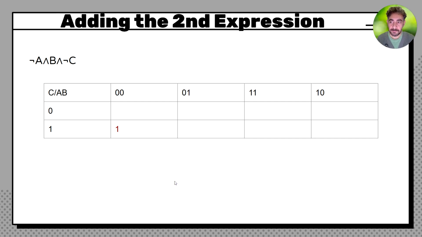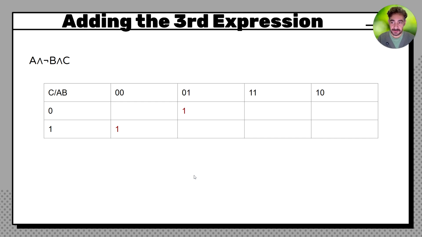Right, then we look at the next part. The next part says not A and B and not C. So not A would be here, and B would be this column here actually. So not A and B and not C would be in this cell here. So we add a 1 there. The next part of the equation says A and not B and C. So A would be here and not B, and C would be in this cell here. And the last part of the equation was A and B. In this case, A and B are both true in this column amongst both rows. So we would add 2 1s there.